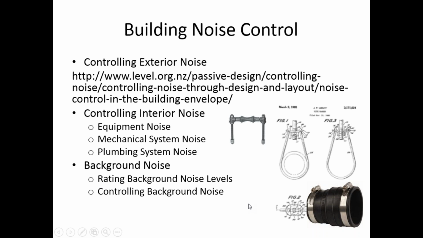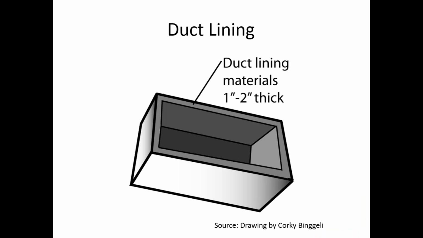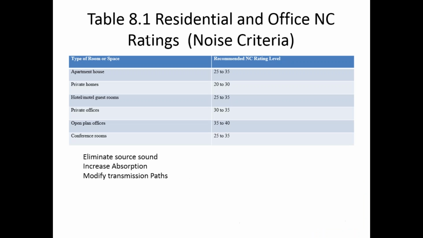Background noise. So, rating background noise levels. We have a table 8.1 in our book, which I'll show on the next slide. Oh, I lied to you. I think it's 3 slides because I added in 2 extra slides today. So here's that table 8.1, residential and office NC, which stands for noise criteria ratings.